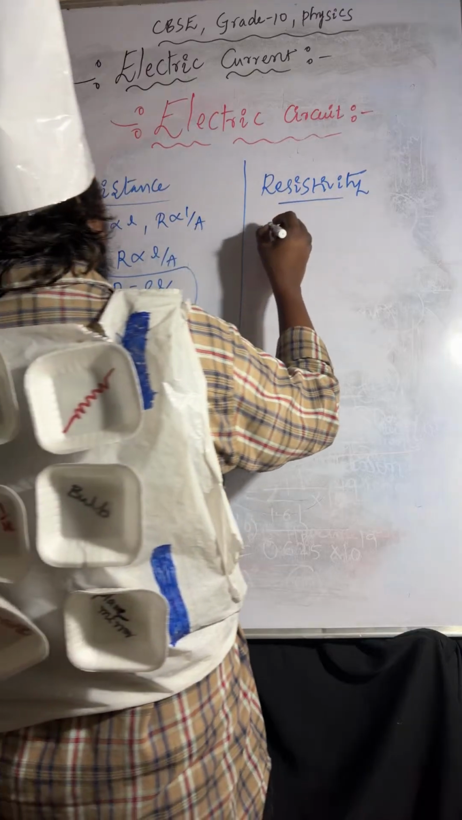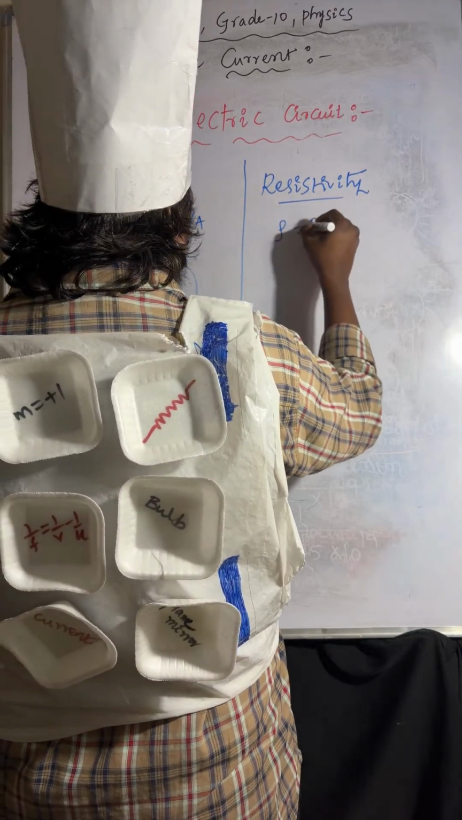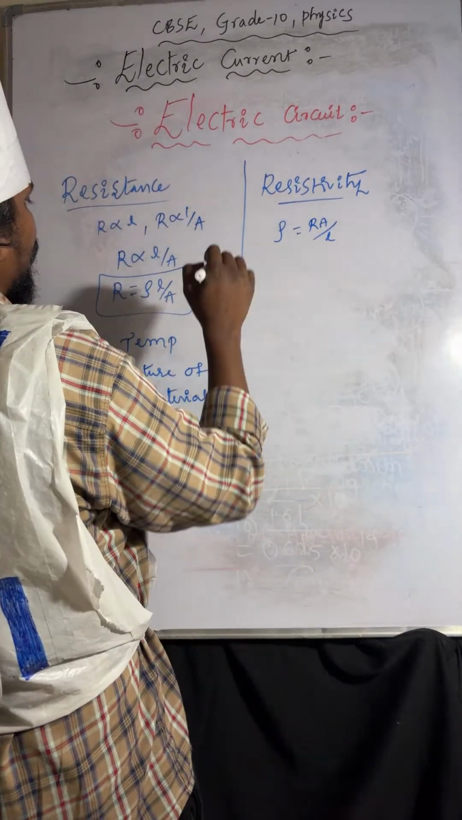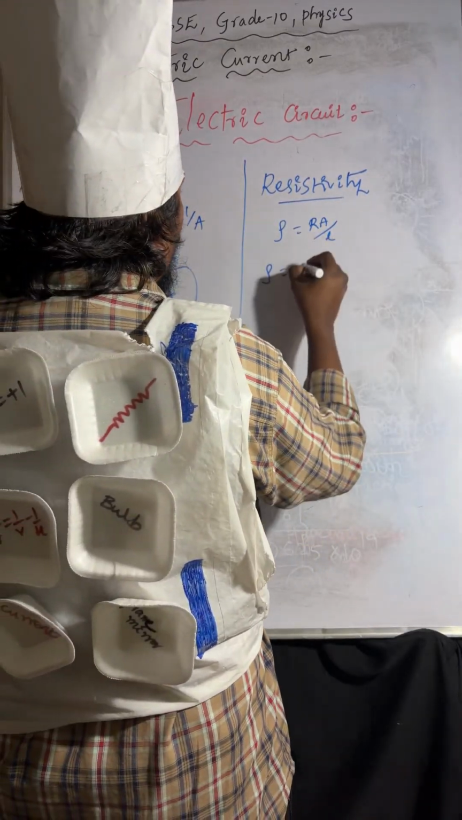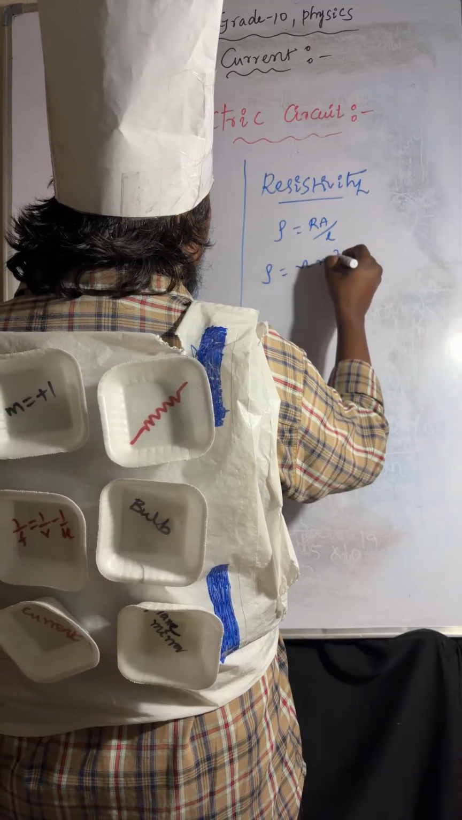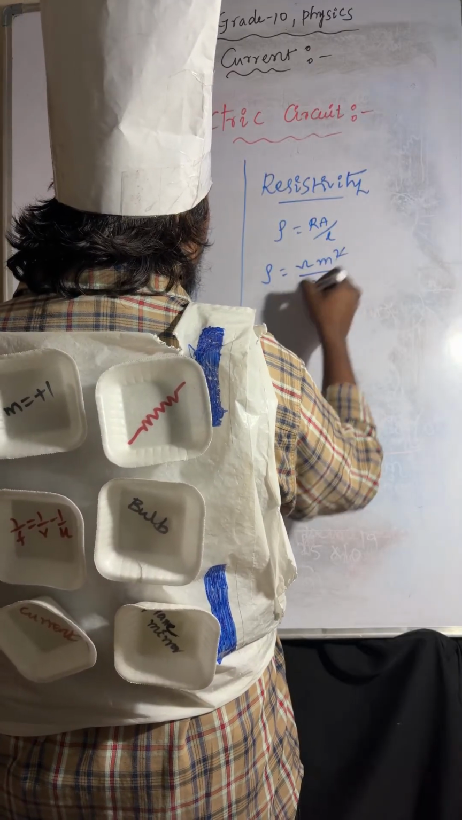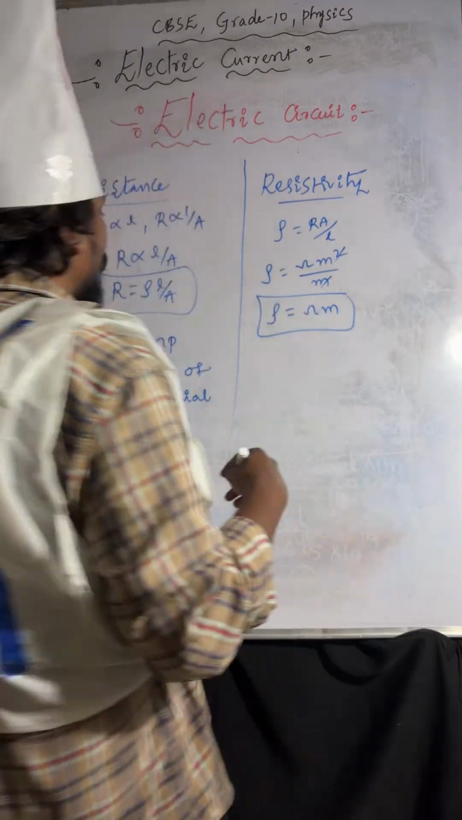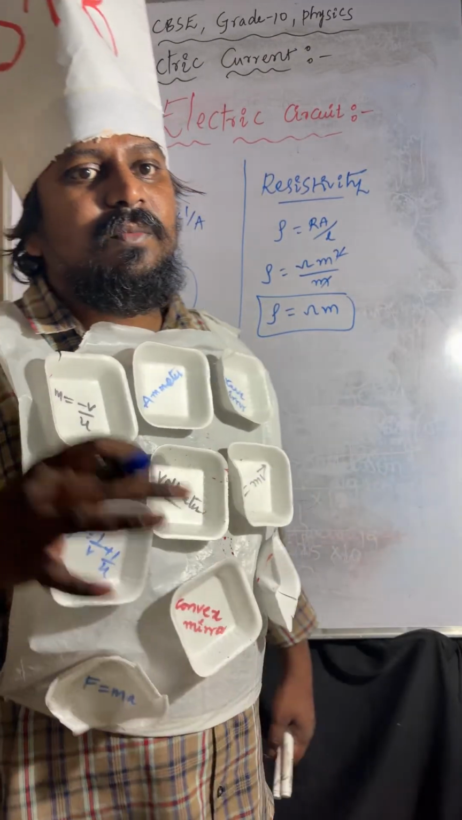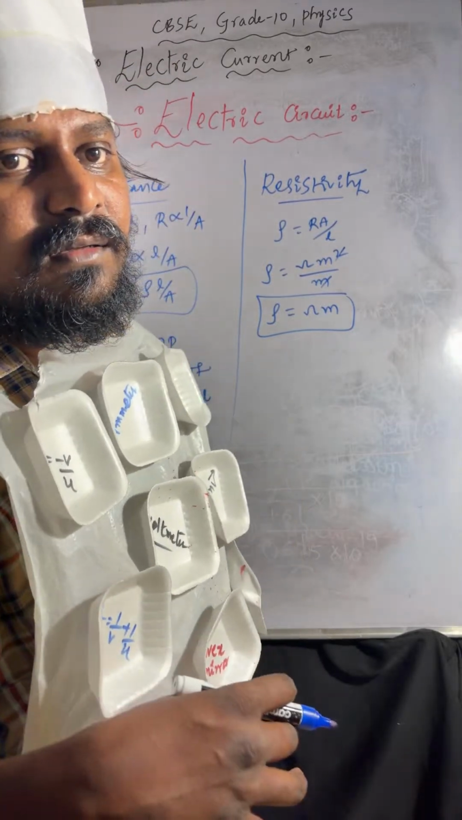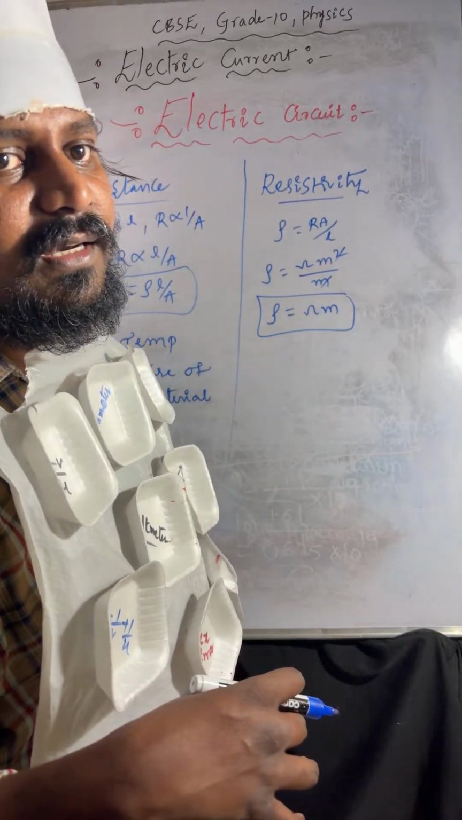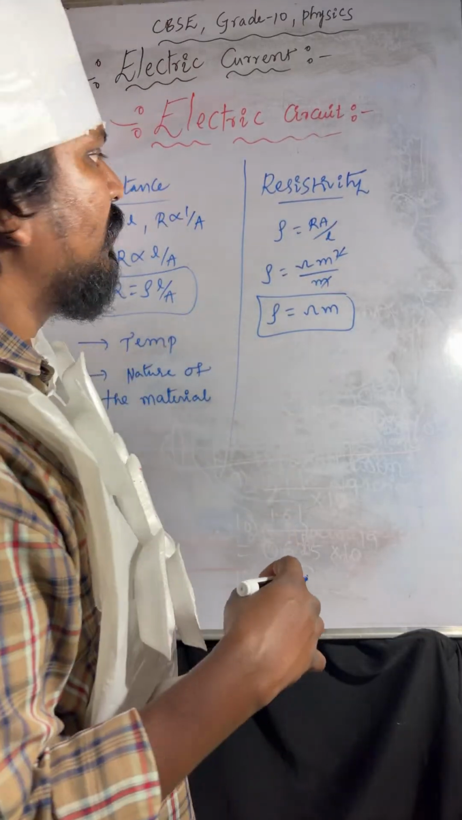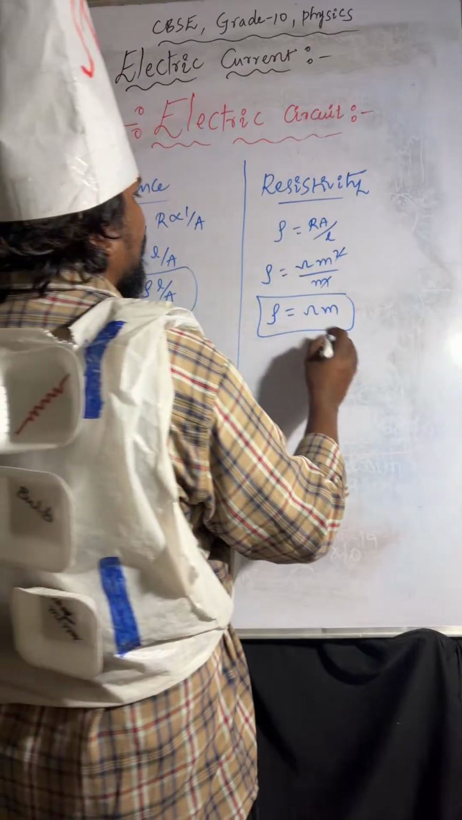Coming to resistivity, rho equal to RA by L. SI unit of resistance is ohm, SI unit of area is meter square, SI unit of length is meter. So rho equal to ohm meter. I hope it is very clear, right? Understood? So that is the SI unit of resistivity.